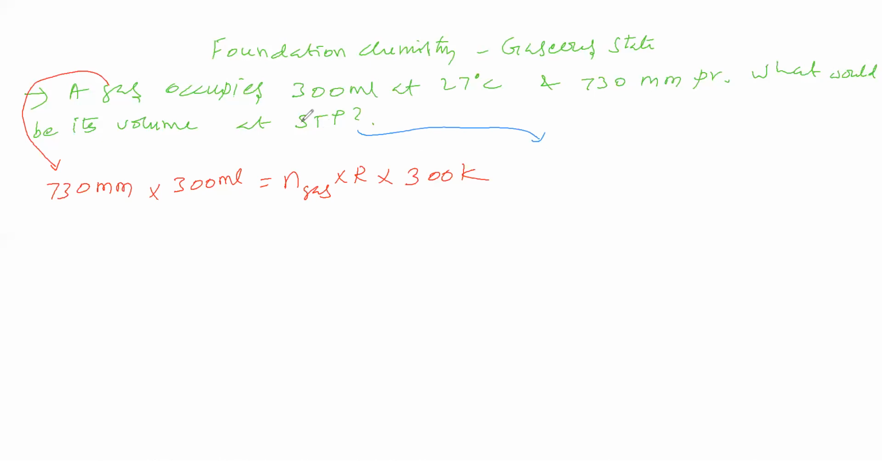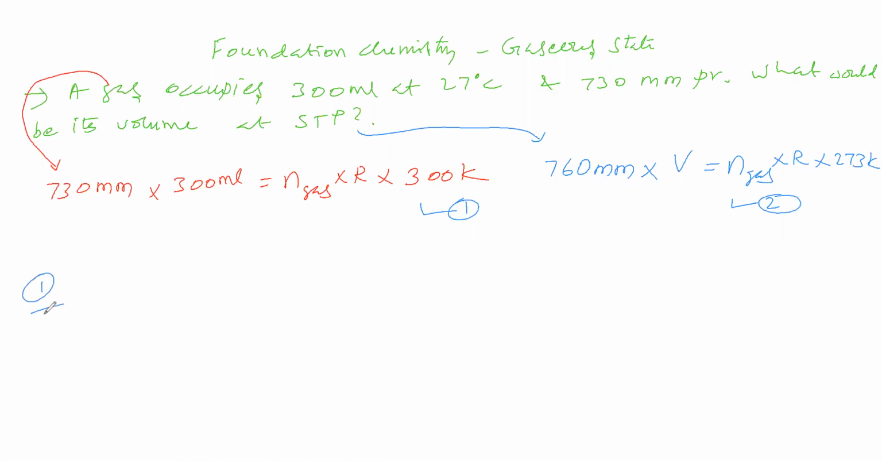STP means standard temperature and pressure. Standard pressure is 1 atmosphere, and 1 atmosphere is 760 mm. Then the volume we have to find. Volume is equal to number of moles of gas into R into temperature, where standard temperature is 273 Kelvin. Now we will take this as the first equation and this as the second equation.